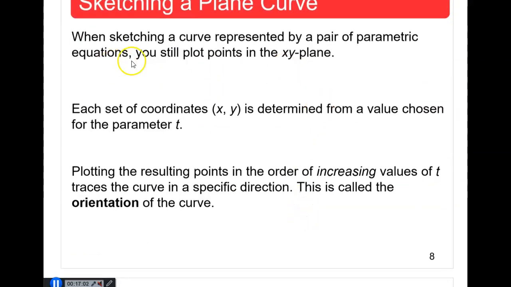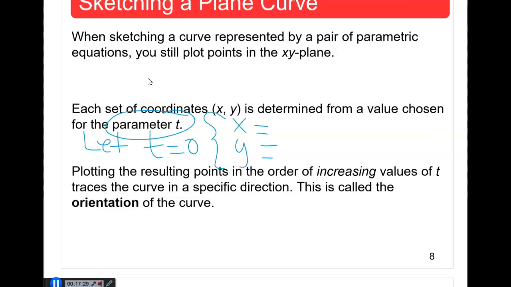So when we sketch the curve representing a pair of parametric equations, we still do it like we've been graphing, plotting points on the xy plane. And each set of coordinates, each point, is determined from a value chosen for the parameter t. Remember, we did a little bit of substitution. So if we say let t equal 0, then in both equations that we have here, for every t that we see, we will be substituting the value 0.